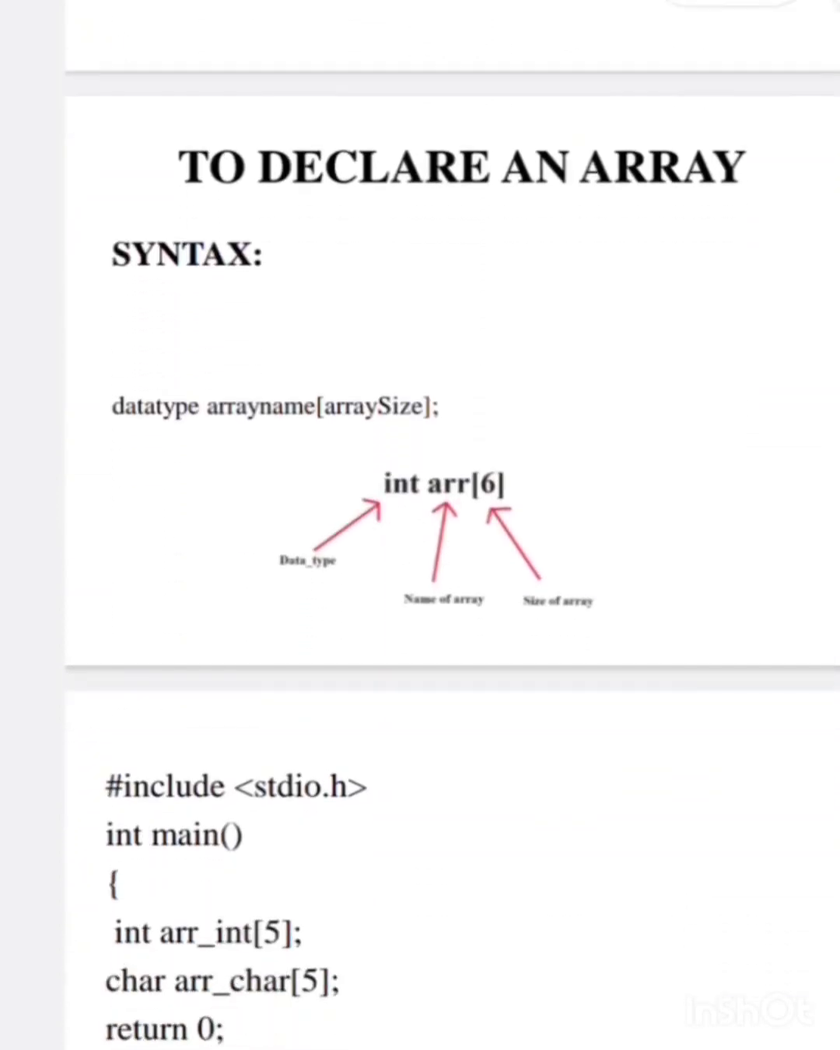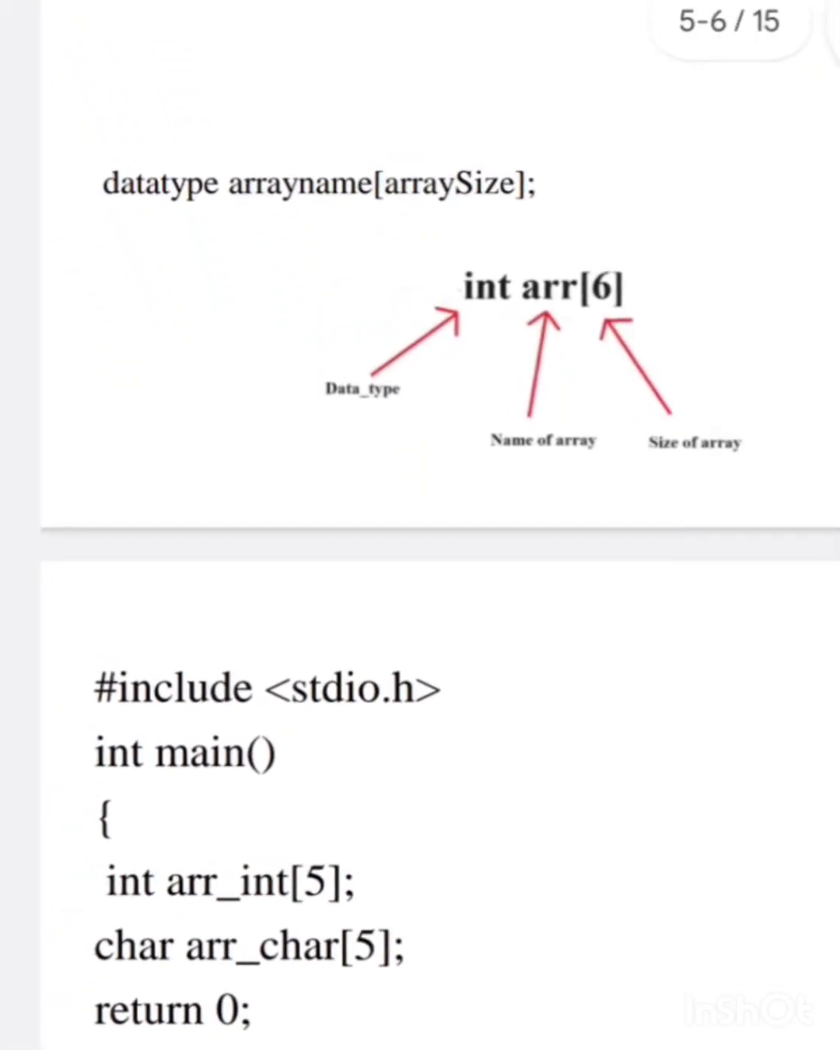So arrays can be declared as data type followed by array name. Inside square brackets, we mention the array size. If you want to store an integer array, we need to mention the data type as int. Then the array name, which is based on the user's need. So I declared it as ARR. Inside the square brackets, I mentioned 6. That is my array size. That means I am going to store 6 values inside my array.